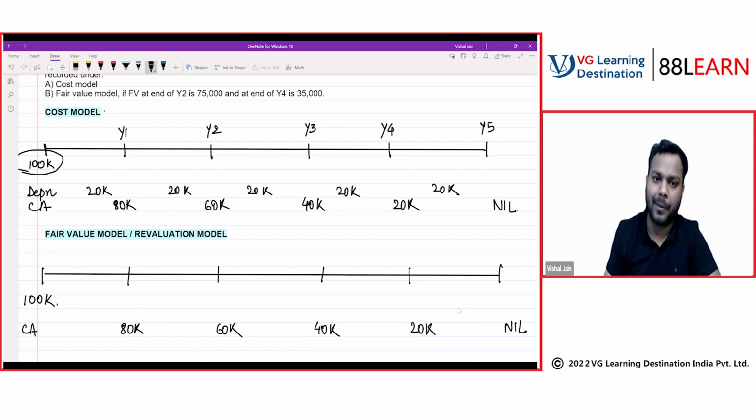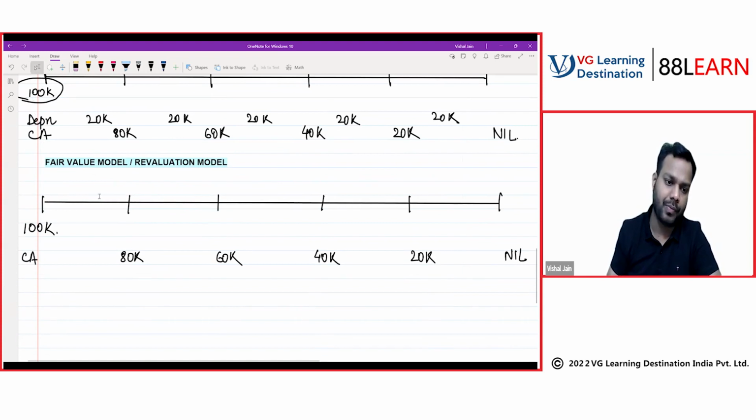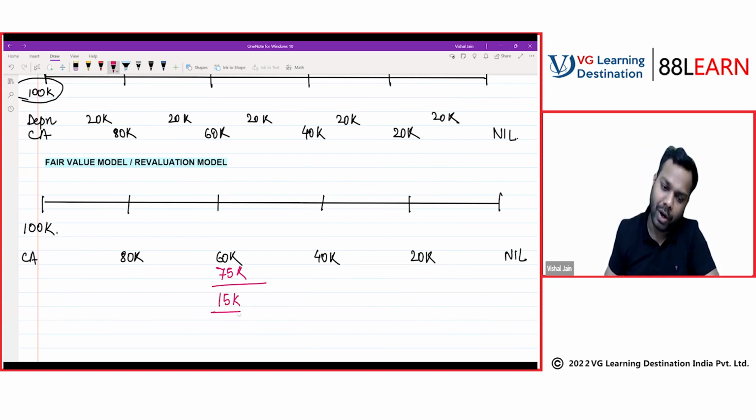But now, what does it say? Fair value at the end of year 2 is 75,000. So it says the fair value is 75K. So what will you do? You will record your asset at 75K now, right? So the remaining 15K, where will you transfer it to? You will transfer it to revaluation reserve.